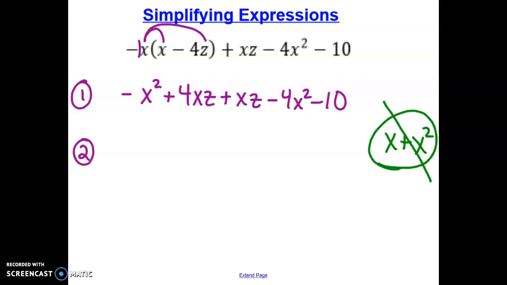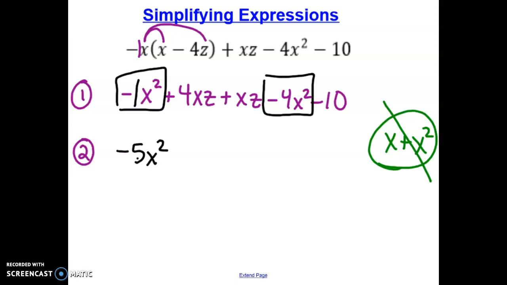But I can combine an x squared with another x squared. So we have a negative 1x squared minus 4x squared, which gives us negative 5x squared. And then, do we have any more that can be combined?